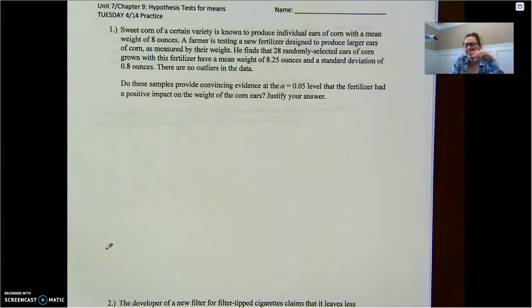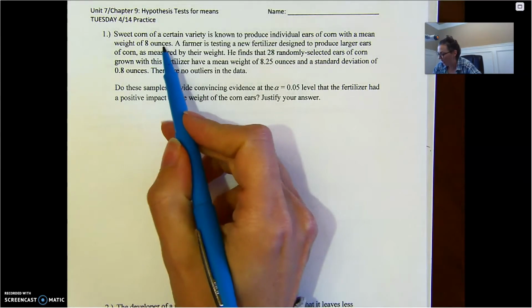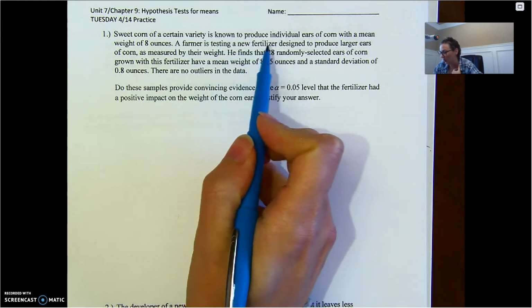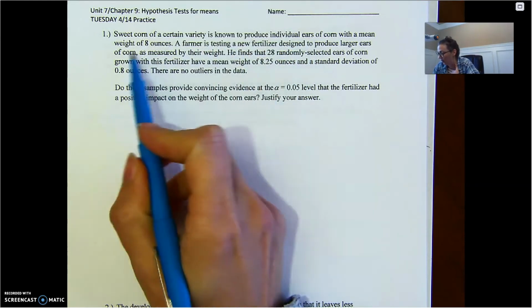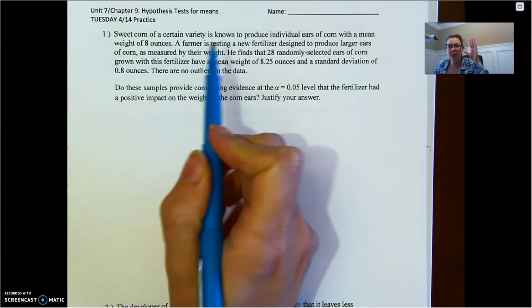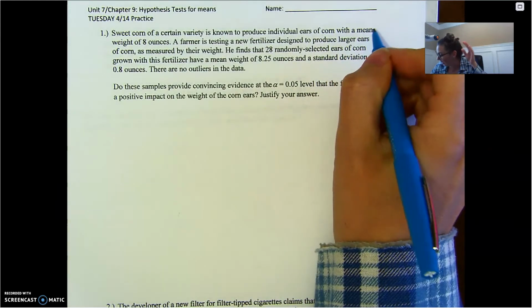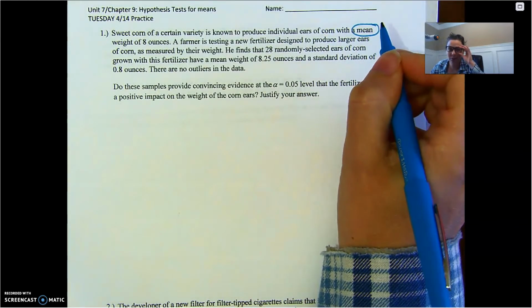Let's get some practice in here on these t-tests. All right, so here we go. Sweet corn of a certain variety is known to produce individual ears of corn with a mean weight of 8 ounces. All right, pause! Remember, you want to stop and look at what you're dealing with, means or proportions, and clearly it name drops that we're dealing with means.